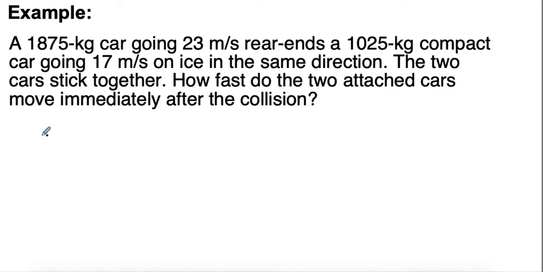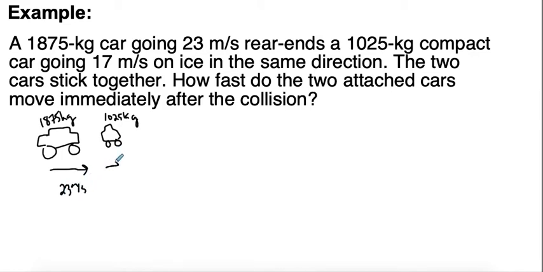So let's draw a picture here. We have our 1,875 kilogram car here, and then let's draw this little compact car. That one is 1,025 kilograms. This one's going 23 meters per second, and this one is going 17 meters per second. It says on the ice, so that's just so we can neglect friction. So things are a lot easier, right? This is a closed, isolated system, so we can neglect friction here.